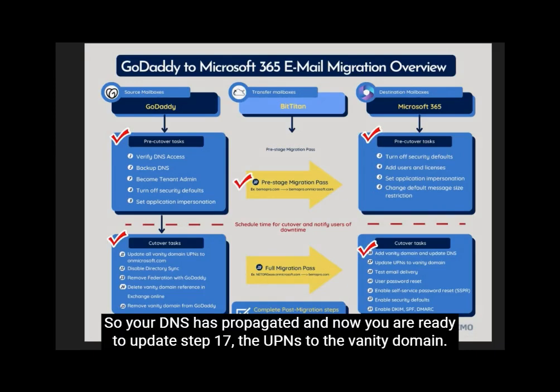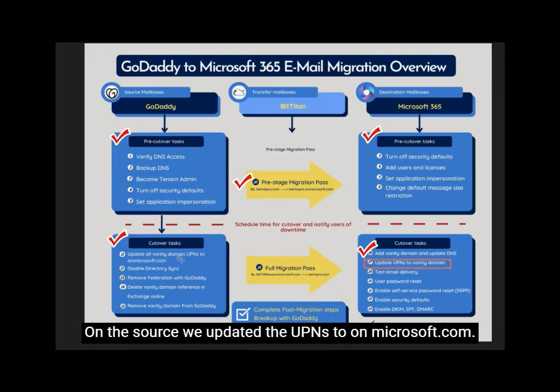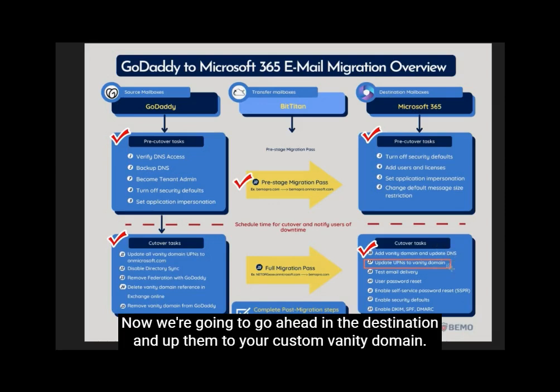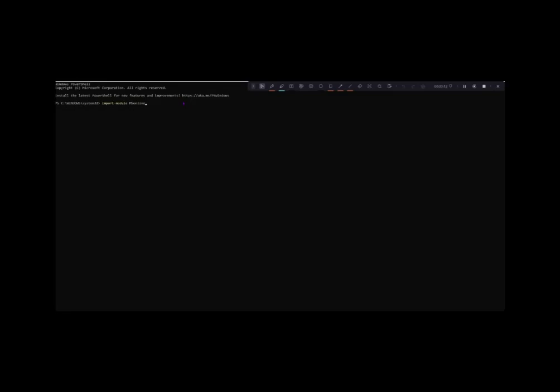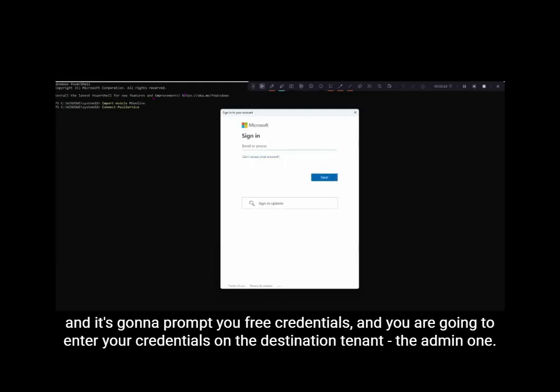So your DNS has propagated, and now you are ready for step 17: updating the UPNs to the vanity domain. Remember, we did that over here on the source. We updated the UPNs to onmicrosoft.com. Now we're going to go in the destination and update them to your custom vanity domain. If you closed your PowerShell window, you're going to want to Import-Module MSOnline. Then you're going to want to Connect-MsolService, and it's going to prompt you for credentials. You're going to enter your credentials on the destination tenant, the admin one.